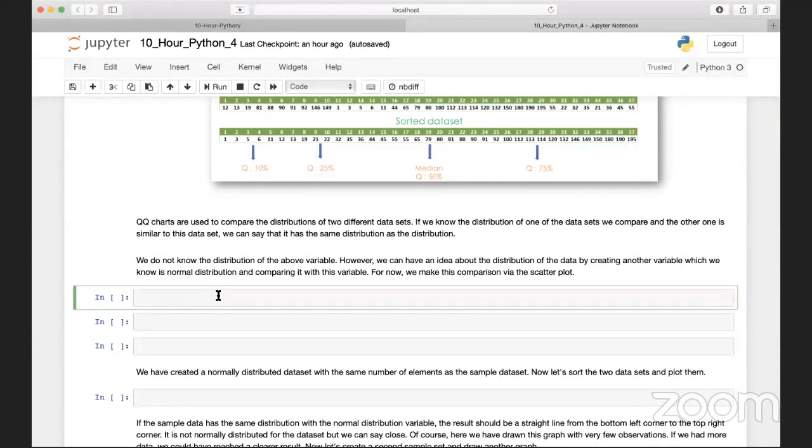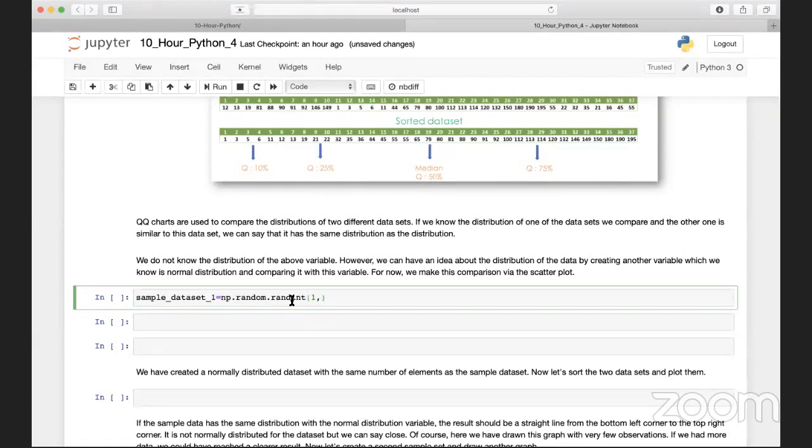All right. So let's check how we can conduct the QQ plot by hand first, and then I will show you how we can do it using a built-in package of Python. All right, so I'm going to generate a sample data. This is data that I just made up.